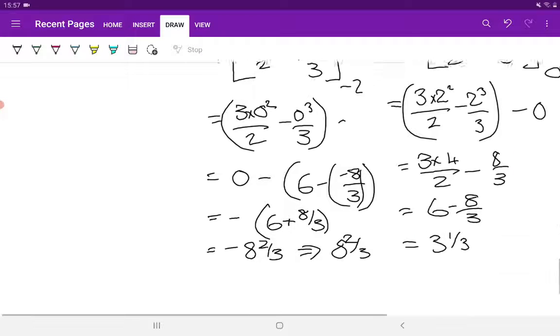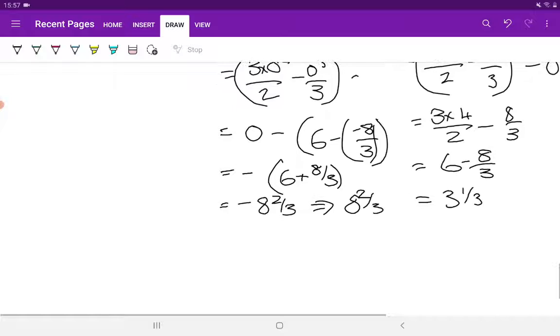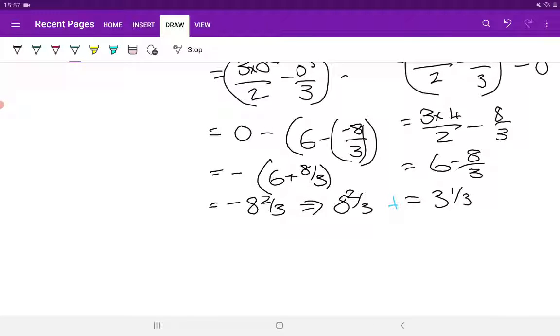Then from there, adding those two together, the 8 and 2/3 plus the 3 and 1/3 is going to give you an answer of 12 square units. Hopefully that helps. If not, let me know.